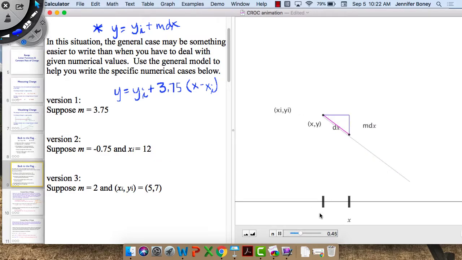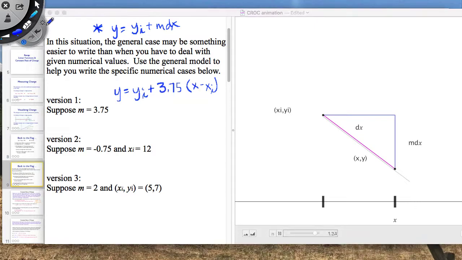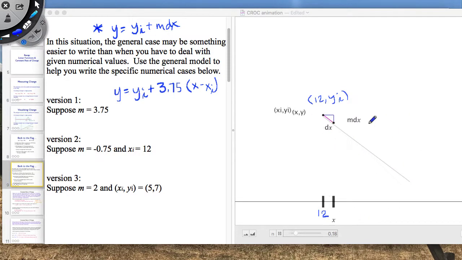So 12 down here, and let me get this back to writing. So this is starting at time 12. And at that point in time, I don't know what my y value is, but this is at point 12 comma something. And as x changes, the rate of change of y with respect to x is negative 0.75. So as x moves away from 12 or varies past 12, then my y value is going to decrease from wherever it was. We don't have a number for that one.